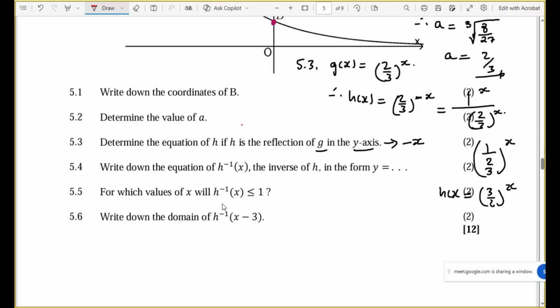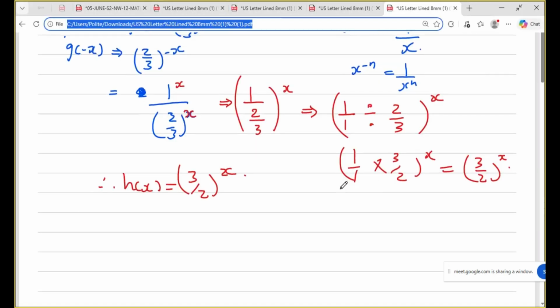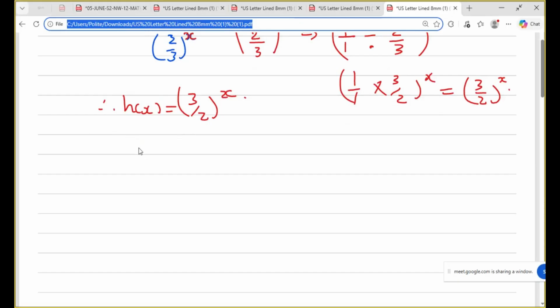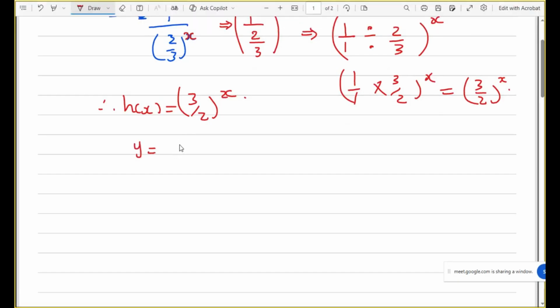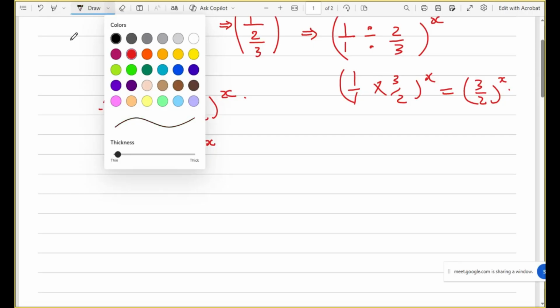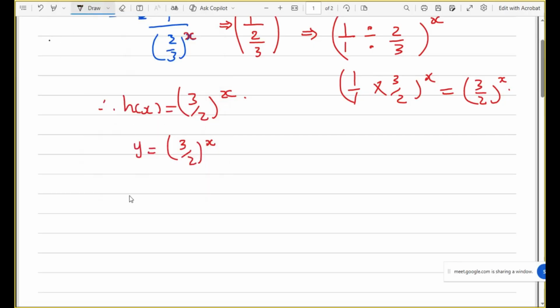The next question is 5.4. Write down the equation of the inverse function of h. So look at h. We need the inverse in the form y is equal to something. We just know that h is y equals (3/2) to the power x. They want the inverse. When they want the inverse, you swap the x and y first and make y the subject of the formula.